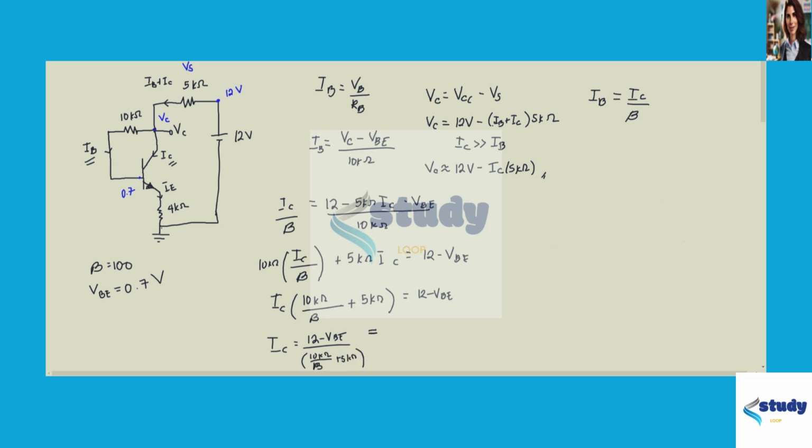Substituting the known values, we could get an IC of 12 minus 0.7 divided by 10 kilo ohms over 100 plus 5 kilo ohms. So notice that the numerator is in voltage and the denominator is in resistance. So we are still true to the equation of Ohm's law, where the current is equal to voltage divided by resistance. So we get an IC of 2.22 milliamperes.